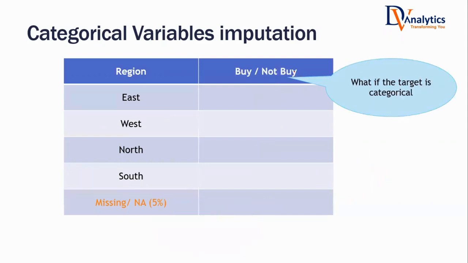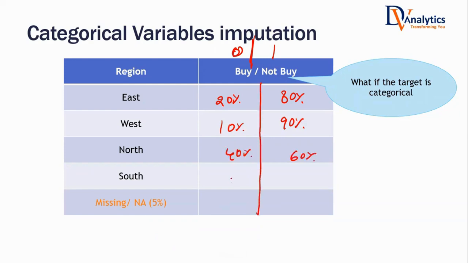But in our case, sometimes the target is 0 or 1, buying or not buying, customer buying or not buying. Let us suppose in East, only 20% are buying, 80% are not buying. In West, only 10% are buying, 90% are not buying. Generally, people who buy are less only, isn't it? In North, 40% are buying, 60% are not buying. In South, 90% are buying, 10% are not buying. And in this list of rows, the percent of people who are buying is 9%, and the percent of people who are not buying is 91%.